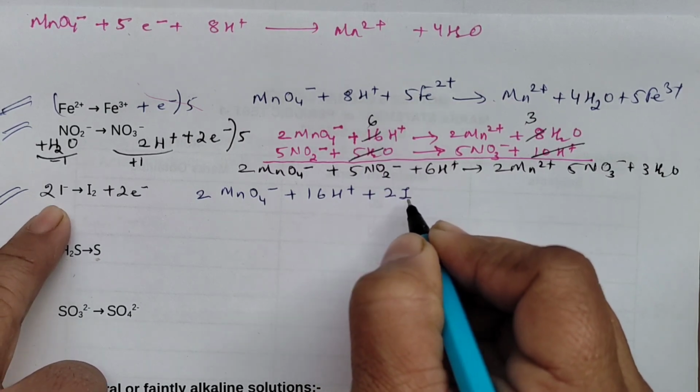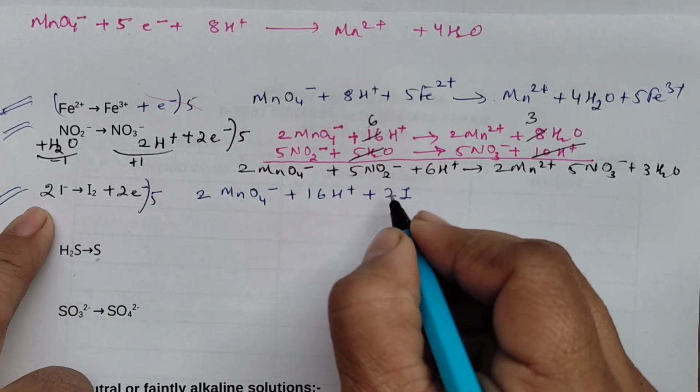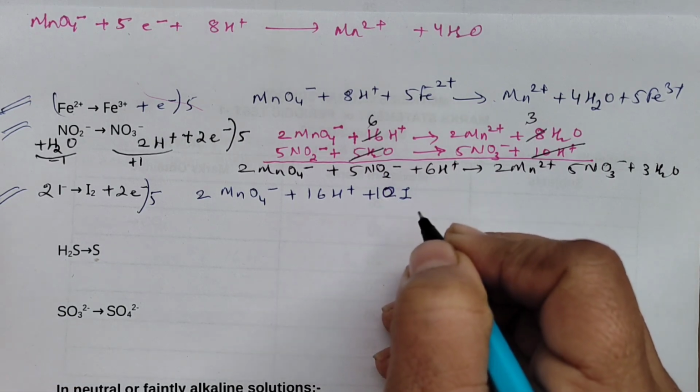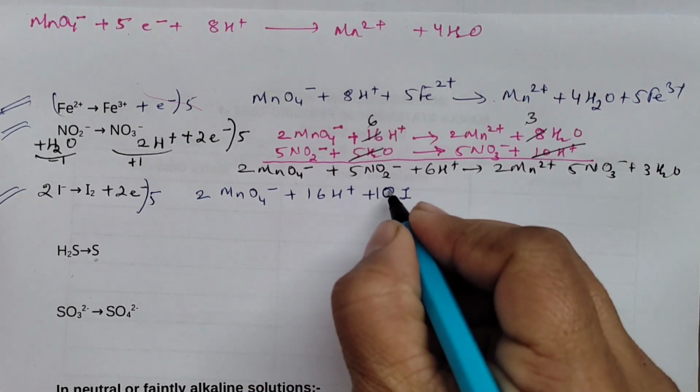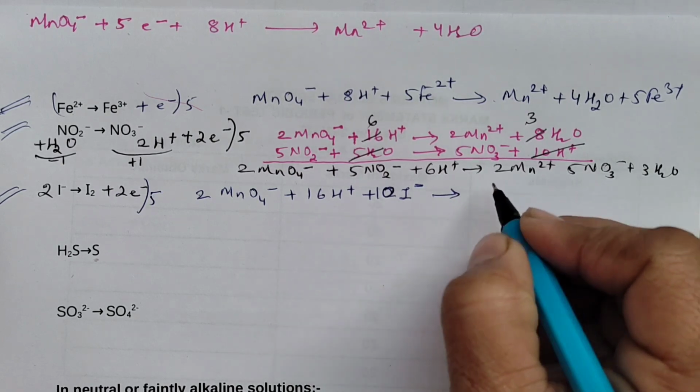2I minus, no, it will be multiplied with 5. This equation is to be multiplied with 5. So 5 means it will now be 10 iodide. Right. So then further, go on writing. This will be 10I minus. Nothing left on the left hand side. Now right hand side.